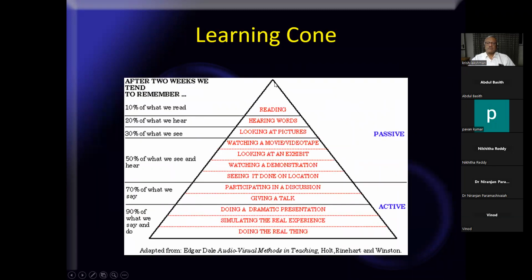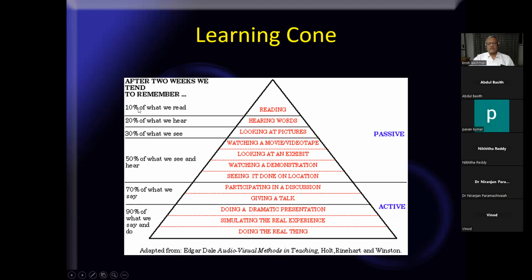And this is an important slide in my view. If you really look at it, learning can be either passive or active. And active learning is actually what is most effective. As you see, 90% of what we say and do. So if you talk about an operation that you're doing and you actually do it, you'll remember it the best. At the end of 2 weeks, you'll probably remember 90% of it. If you're just talking the theory part of it, but you have done all the reading and you're giving the seminar, you'll remember about 70% of it. But just see what's happening.